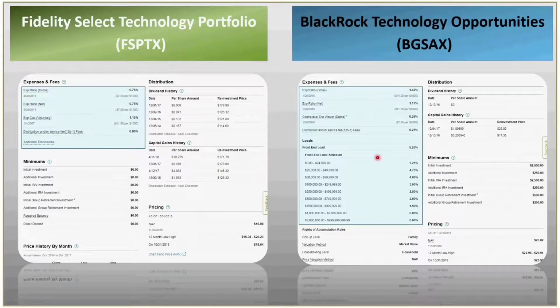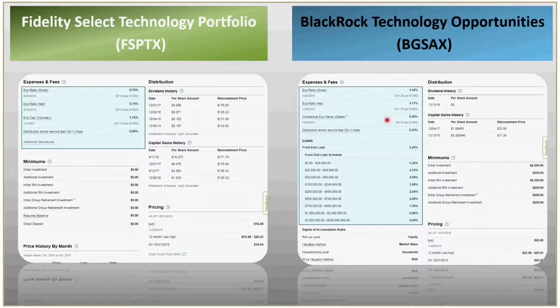One of the most important factors when you're deciding on which mutual fund to go with is actually the expense and fees associated with it. So I'm going to go ahead and run through the expenses. We'll start with Fidelity first. Over here, you can see that there's an expense ratio, which is the gross amount, which is 75 basis points or 0.75%. And when we look at the net, it's also 0.75. That just means that there's no contractual expense waiver, whereas if we look over here, you'll see that the contractual expense waiver is 25 basis points or 0.25%.